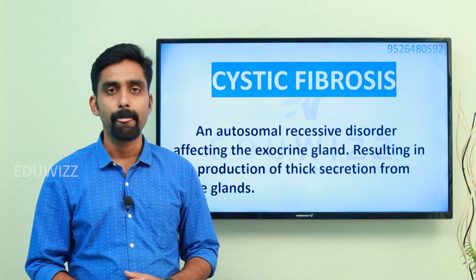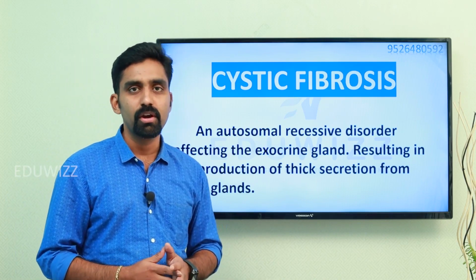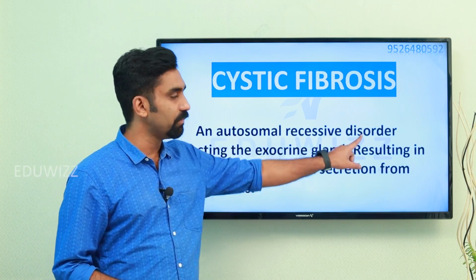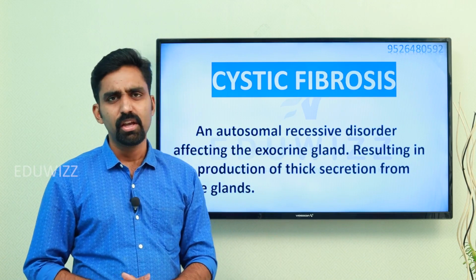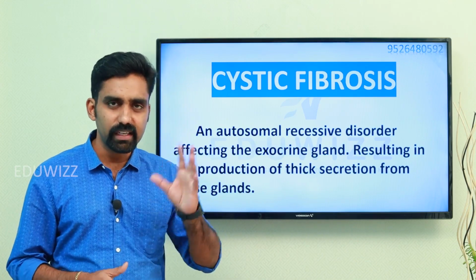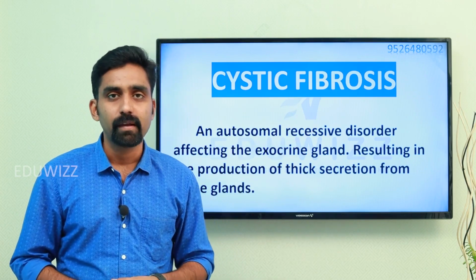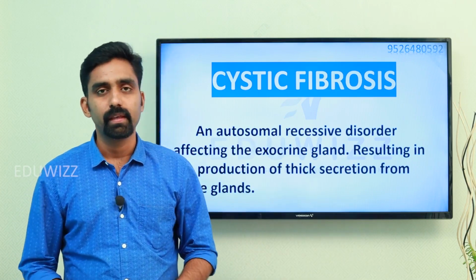By seeing this definition, you may have doubts about two terms: autosomal recessive disorder and exocrine gland. Without knowing the meaning of autosomal recessive disorder and exocrine gland, it is a waste of studying cystic fibrosis, isn't it? So, let us see the meaning of autosomal recessive disorder.